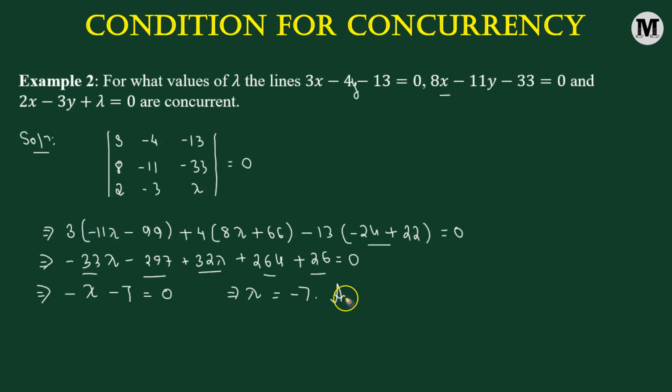So this is the value of lambda for which the three lines whose equations are given to us are going to be concurrent. So this is how we can check for concurrency.